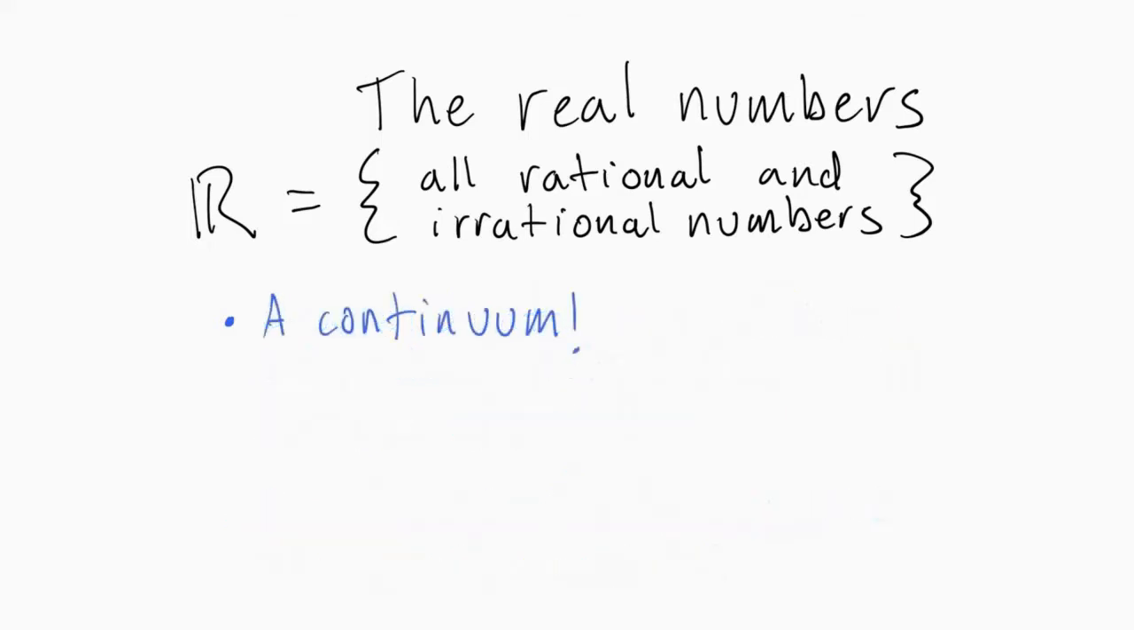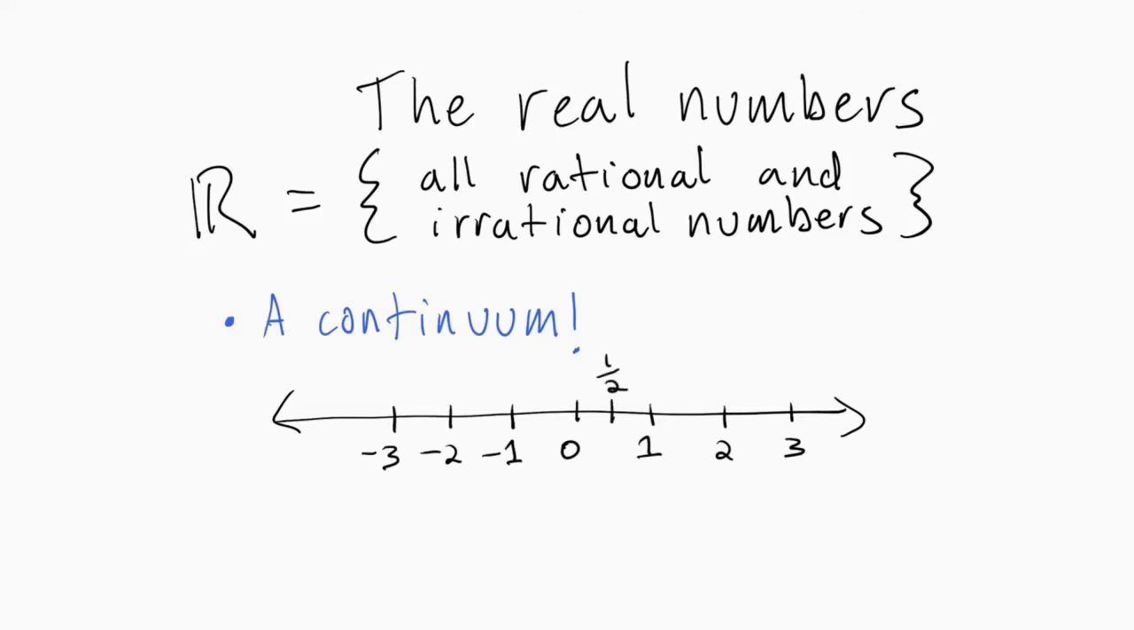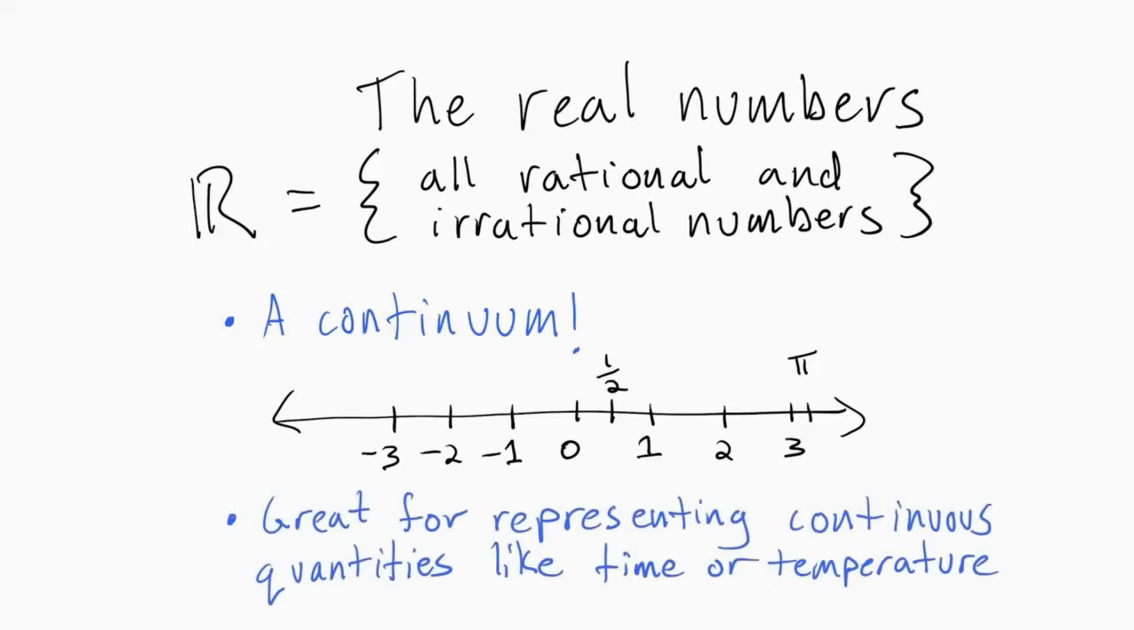What it means is that the real numbers are a continuum. You can represent them with a continuous number line, and every point on this line is a real number. Whether it's an integer, a fraction like 1/2, an irrational number like pi, all the real numbers fall along this line. That the real numbers represent a continuum makes them ideal for representing continuous quantities like time or temperature.